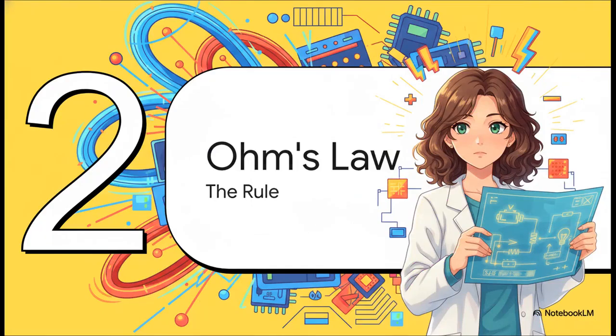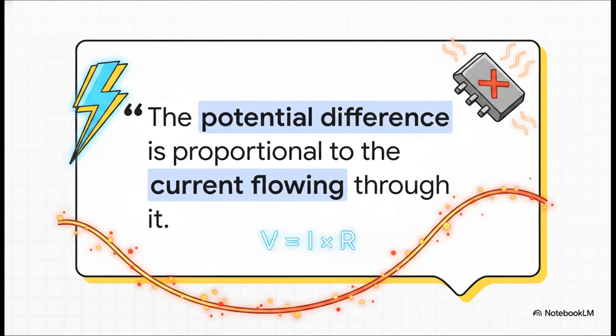Okay, moving right along to Section 2, the golden rule, Ohm's law. So, Ohm's law states that the potential difference across an ideal conductor is proportional to the current flowing through it at a given temperature. Basically, the crucial takeaway here is that if you increase the voltage, that push we just talked about, the current flow increases right along with it, as long as the temperature stays constant. And that gives us the incredibly famous equation V equals I times R, where R stands for resistance.